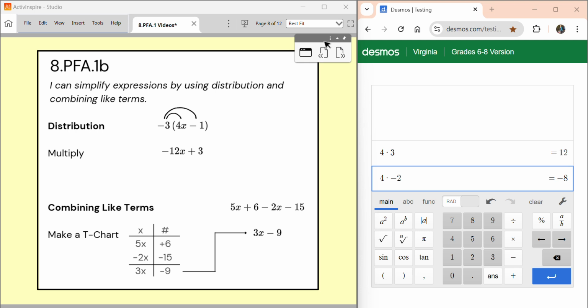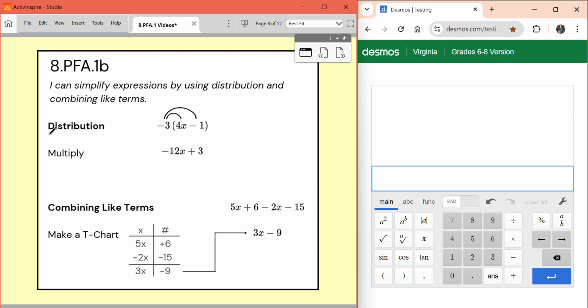We can simplify expressions by using distribution and combining like terms. All right, so if you are looking at this video or you're looking at your cards, the first thing you're going to see is two worked out examples. So we've got one with distribution and one with combining like terms.